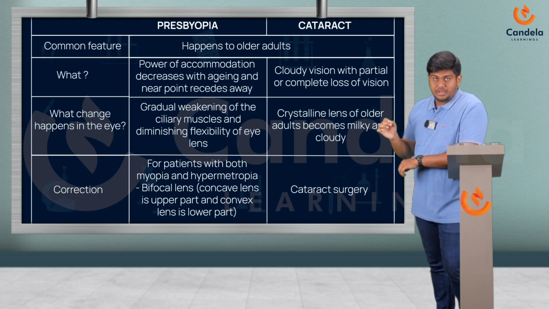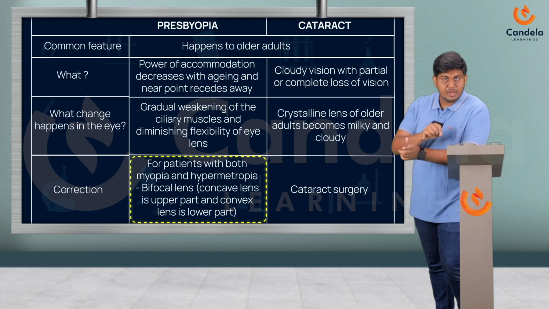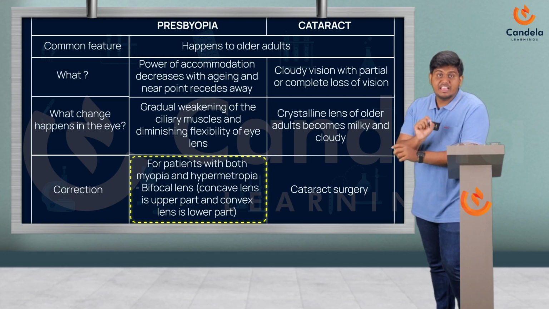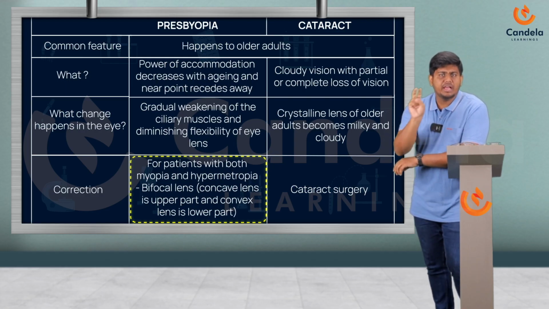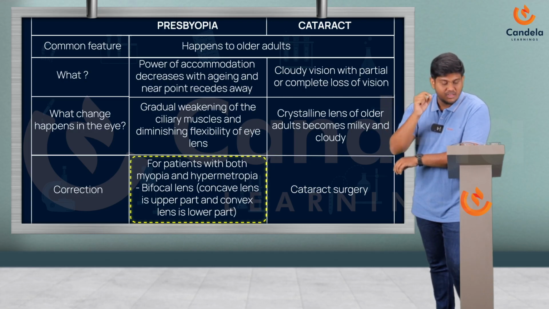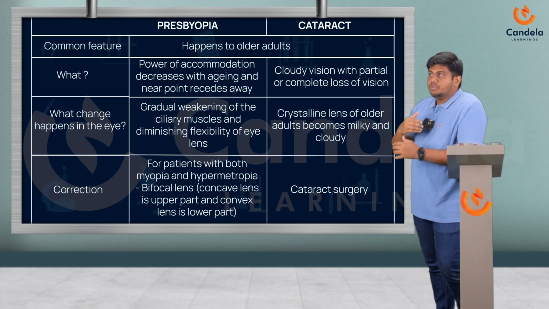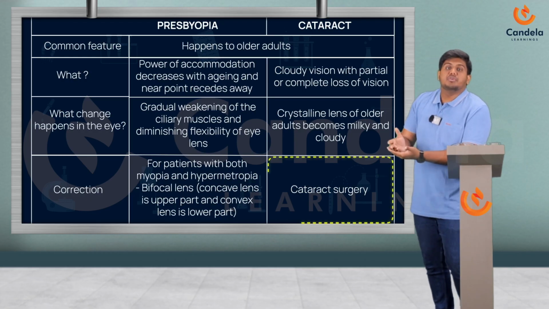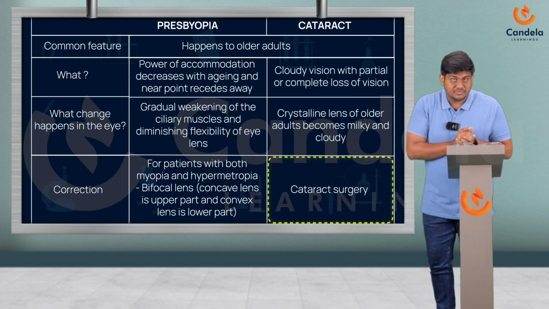What is the correction for both of them? For presbyopia, and these are people who are having myopia and hypermetropia, they use a bifocal lens. Bi means two. So this will be a lens which will have concave lens in the upper part and convex lens in the lower part. For cataract, there are no lenses that you could use. You simply will have to go for a cataract surgery.